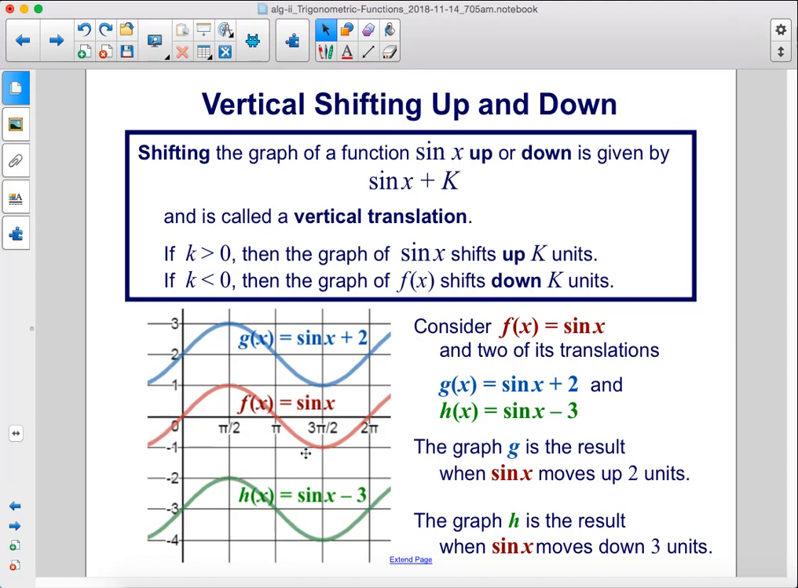Consider f of x equals sine x, here in red, and two of its translations. Here is sine x plus 2, and here is sine x minus 3. The graph g is the result when sine x moves up 2 units, and the graph h is the result when sine of x moves down 3 units.